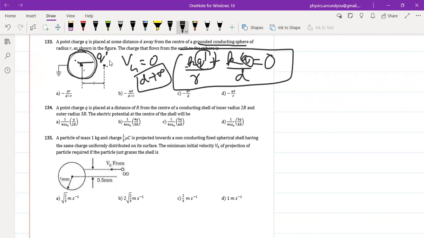If d tends to infinity, the charge will go very, very backwards. This charge will literally have no effect on this. So the charge induced will be zero. So the charge which flew to the earth will also be zero. So the charge will be zero if d is infinity. Which of the options satisfies that?